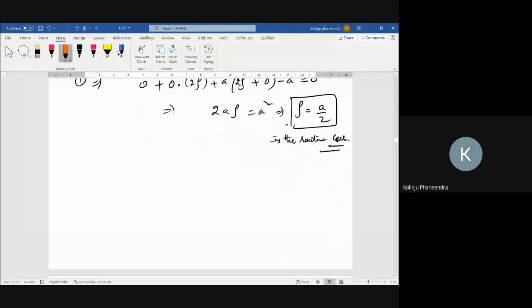Next, again, one more question. Find rho, or radius of curvature, at the origin for the curve.